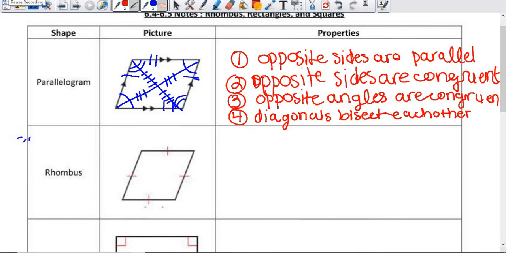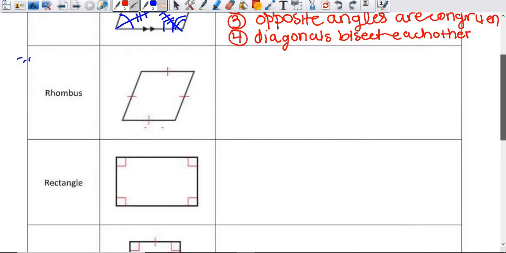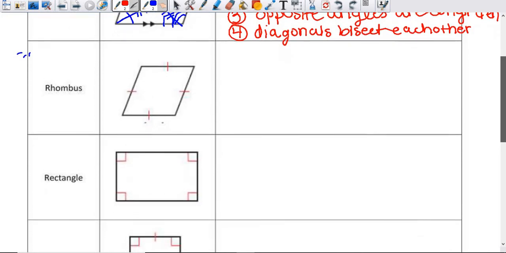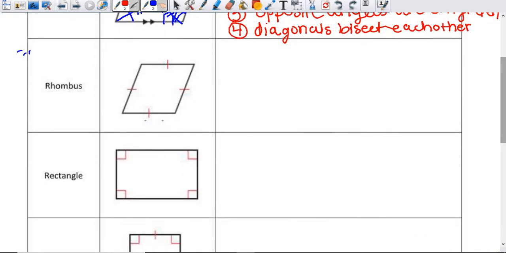Alright, this is Miss Blaze back again. So they did the review with parallelograms. Now we're going to do our newer quadrilaterals. So the new three quadrilaterals that actually fall under the parallelogram category are rhombuses, rectangles, and squares. So with a rhombus, you have 3 more properties. With a rhombus specifically, you have 4 congruent sides. Okay? So those are already marked on this picture. All of these will be the same length.